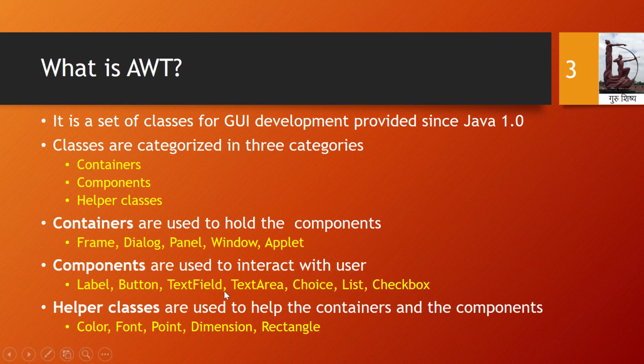There are certain classes which are not directly visible to us, but they help your frame and button, etc. They're all containers and the components. They're called helper classes. So helper classes are used to help the containers and the components. That could be like color, if you want to apply some color, some font, or set the dimension of a certain control or something like that. These classes are working in the background. They are supporting these containers and the components.